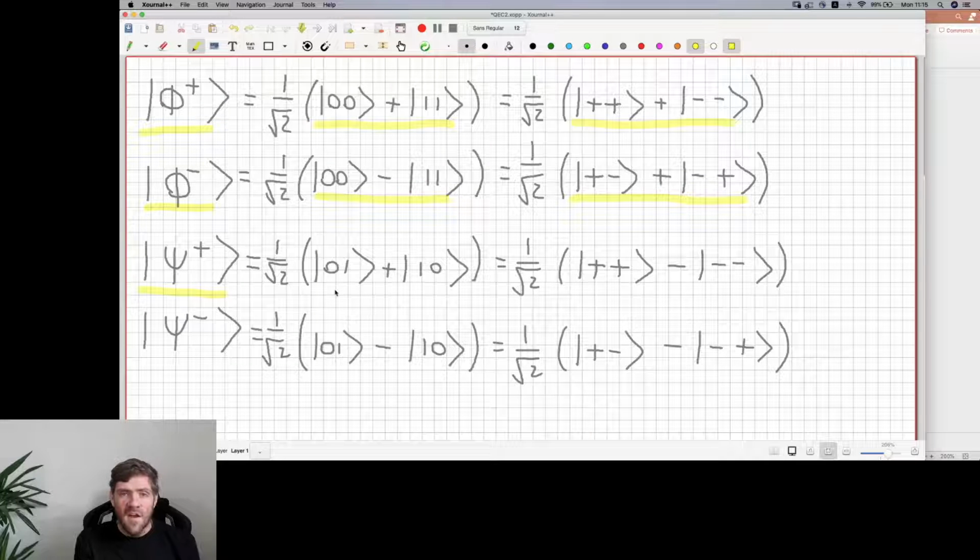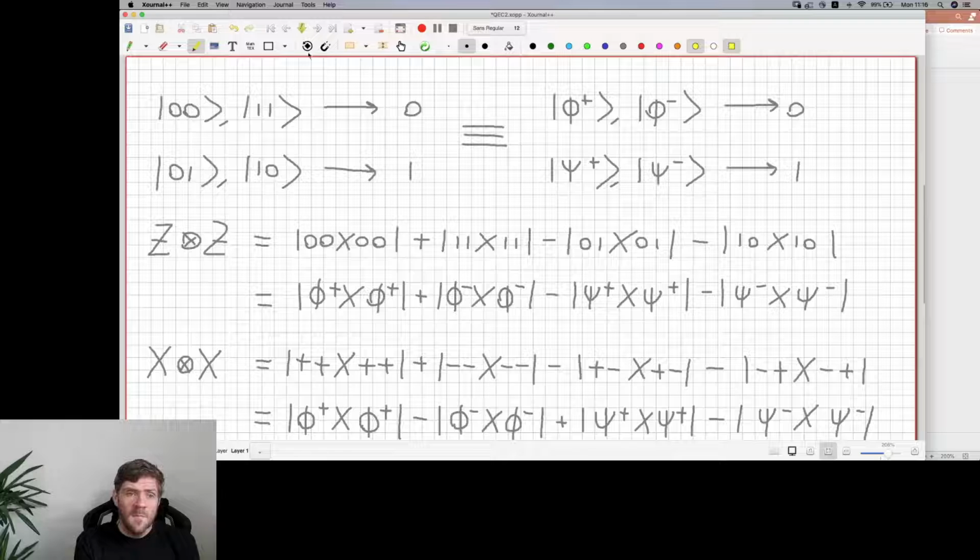In the psi plus state, we have this superposition of the two odd parity states in the Z basis, so it's anti-correlated, and we have the superposition of the two even parity states in the X basis. And for psi minus, it is anti-correlated, and so odd parity in both. So we have all of these combinations of odd and even parity in the Z and X basis expressed in all of these Bell basis states.